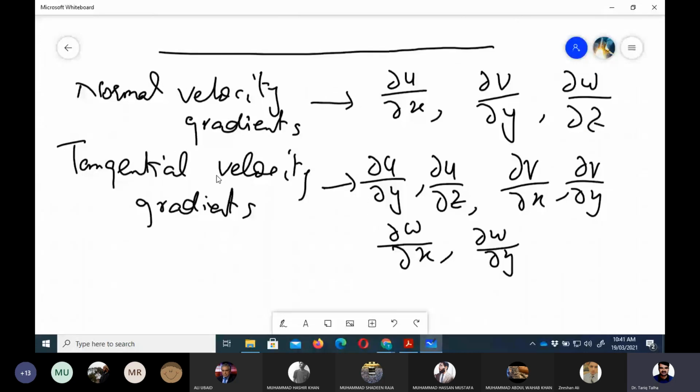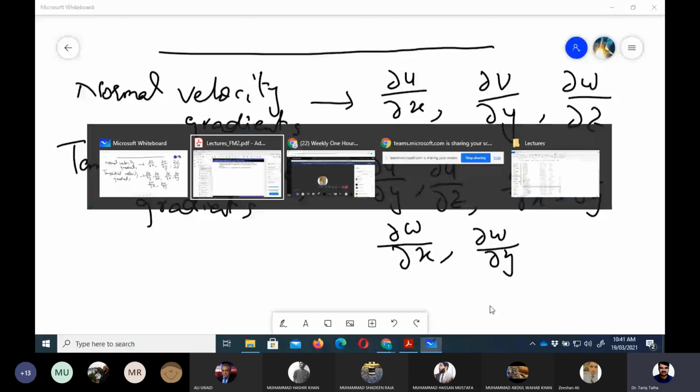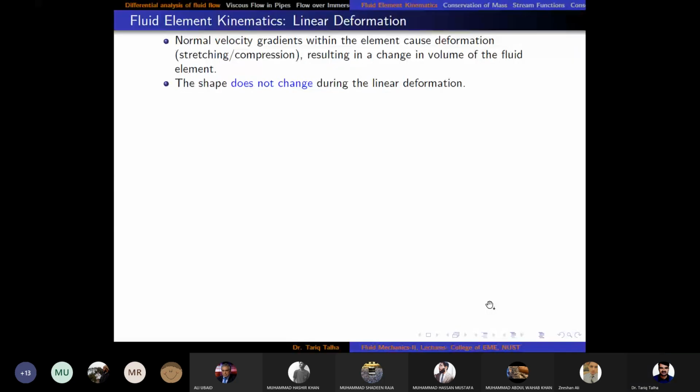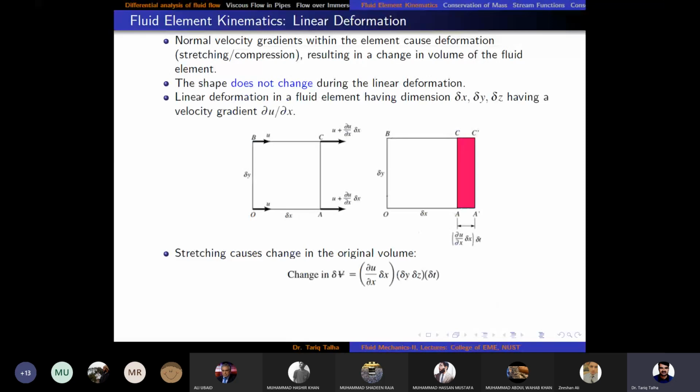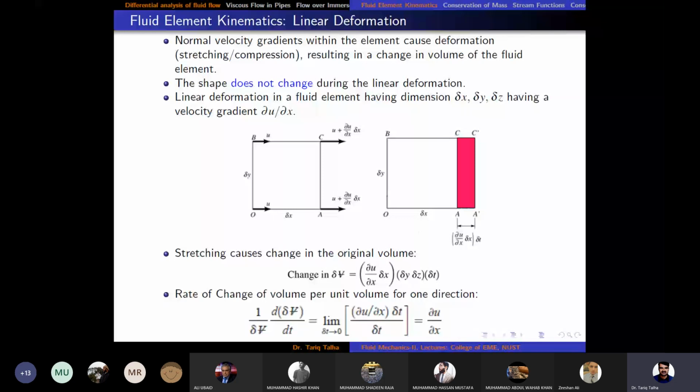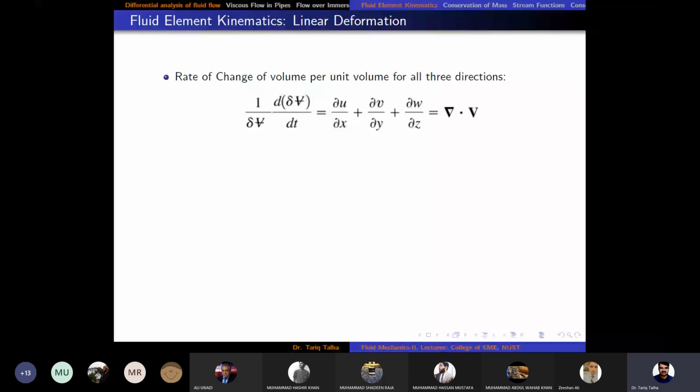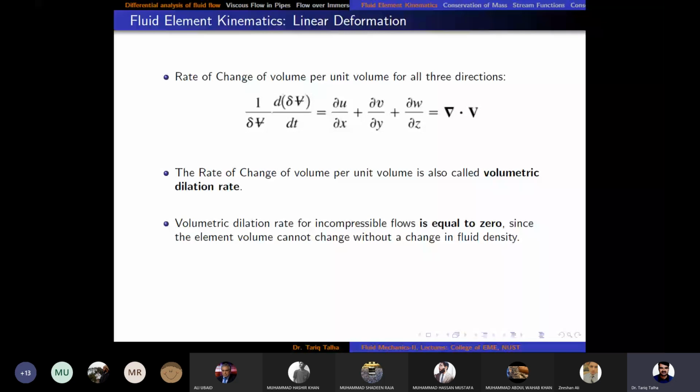If you remember, in the last class we discussed the volumetric dilation rate, which is the rate of change of volume per unit volume in all three directions. So we noted that volumetric dilation rate is partial u by partial x plus partial v by partial y plus partial w by partial z. And then afterwards, we noted that for the incompressible flow, the volumetric dilation rate is zero because there is no change in density.